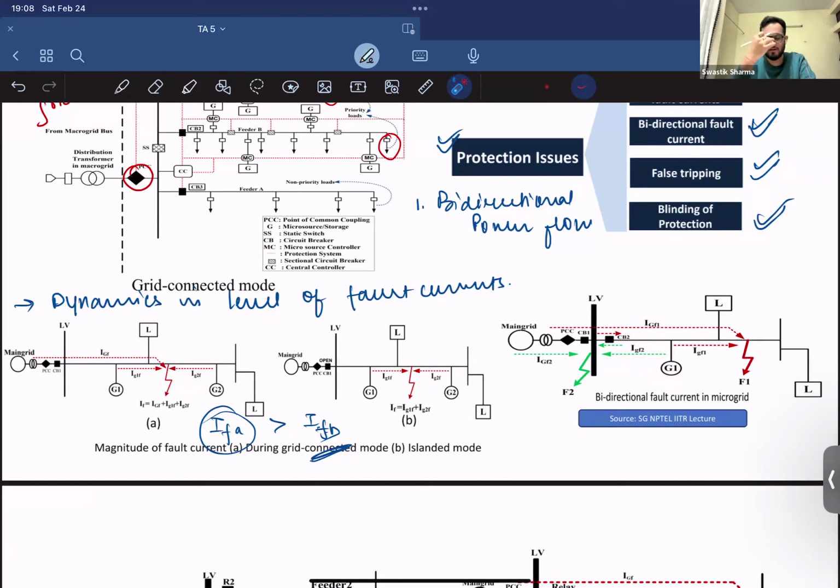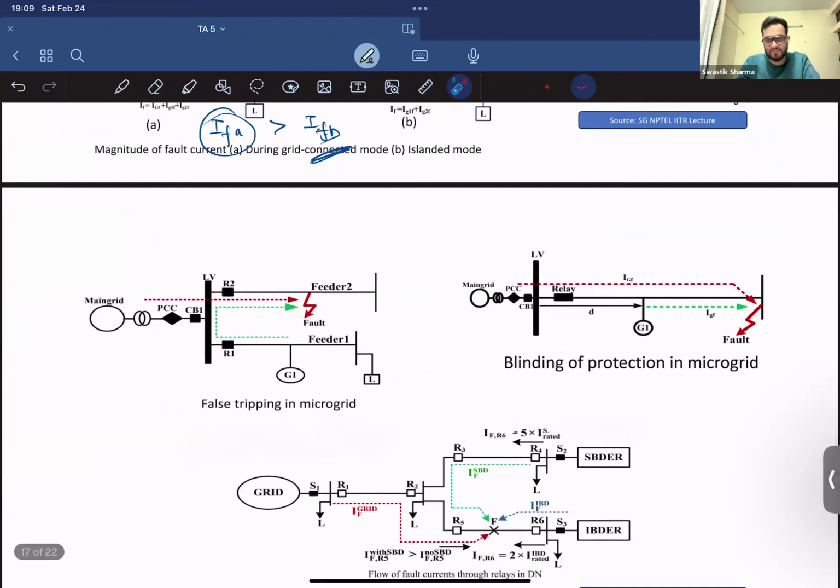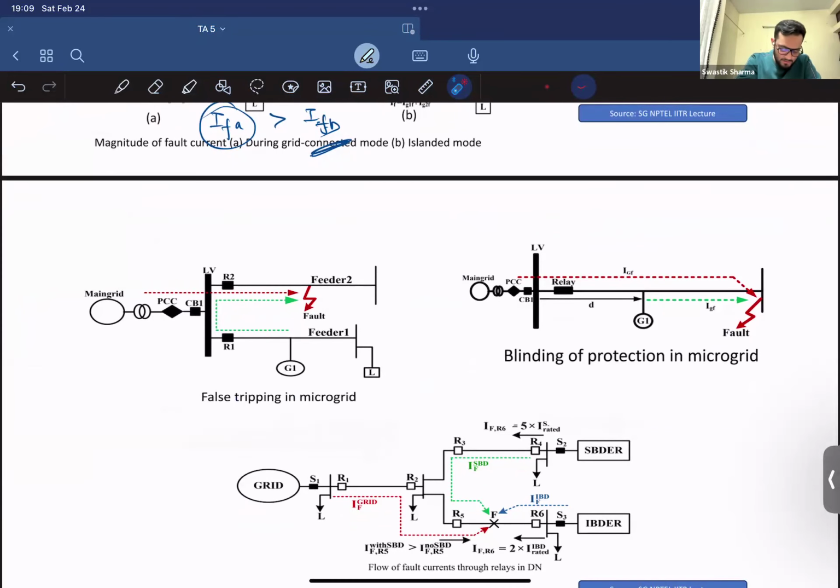The directions are different, so it's a vector addition, right? So the magnitude the circuit breaker is sensing will be less. Your circuit breaker should be equipped with relays which can tell whether bidirectional current is flowing or not. That means unidirectional current relays are no longer functional in your microgrid protection system, right? Then you can have false tripping as well. So how can this false tripping happen?